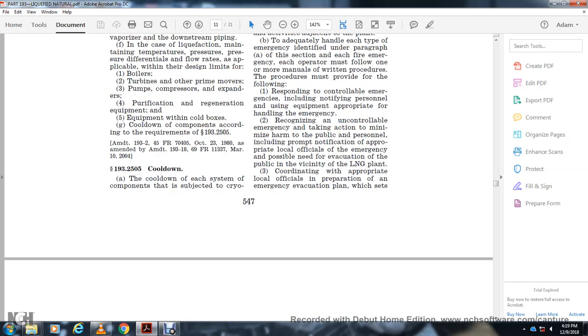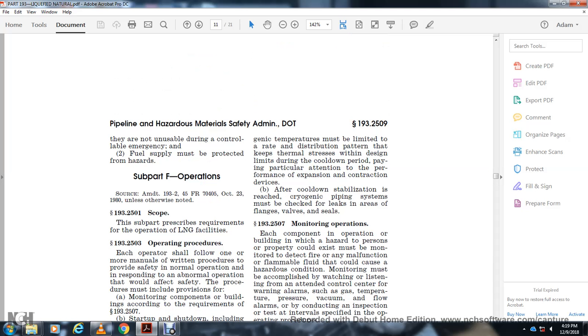193.2505 Cool down. Each of the system components subject to cryogenic temperatures must be limited in the rate of temperature change, keeping the thermal stress within design limits during the cool down period, with particular attention to the performance of expansion and contraction devices. After the cool down stabilizes, the cryogenic piping system must be checked for leaks in the areas of flanges, vessels, and seals.